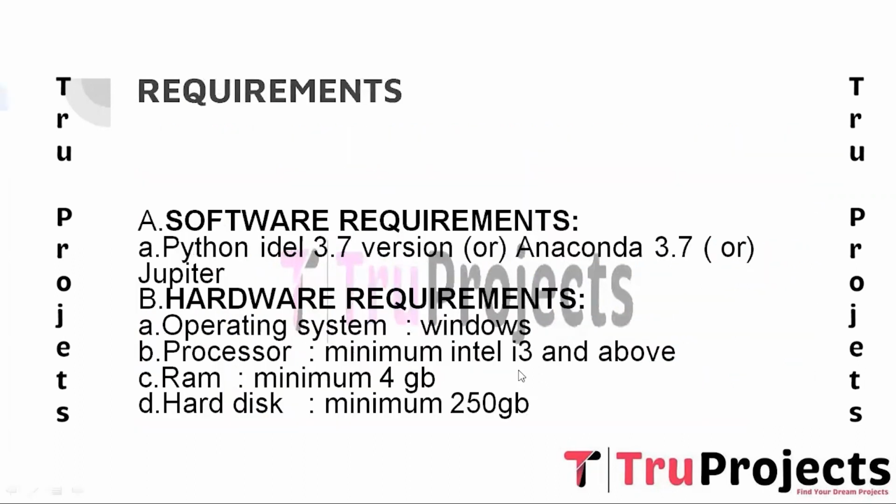These are the basic requirements that are needed to build this project. The software requirements are Python IDE with version 3.7, Anaconda with version 3.7, or Jupyter. Hardware requirements are operating system as Windows, processor of minimum Intel i3 and above, RAM of minimum 4 GB, hard disk of minimum 250 GB.